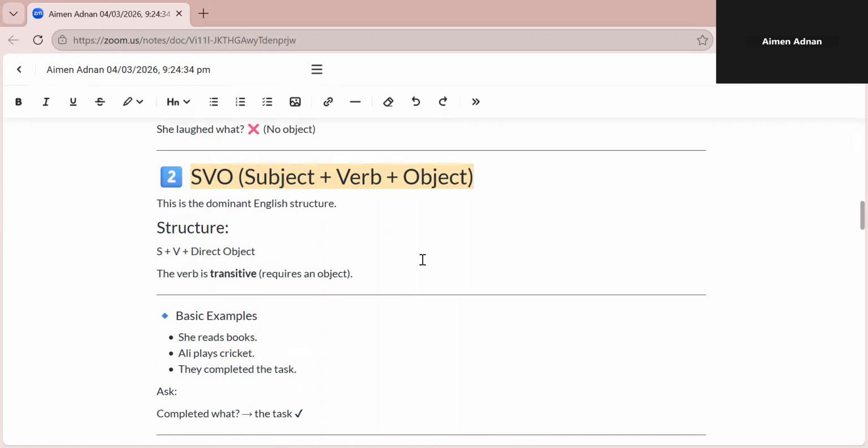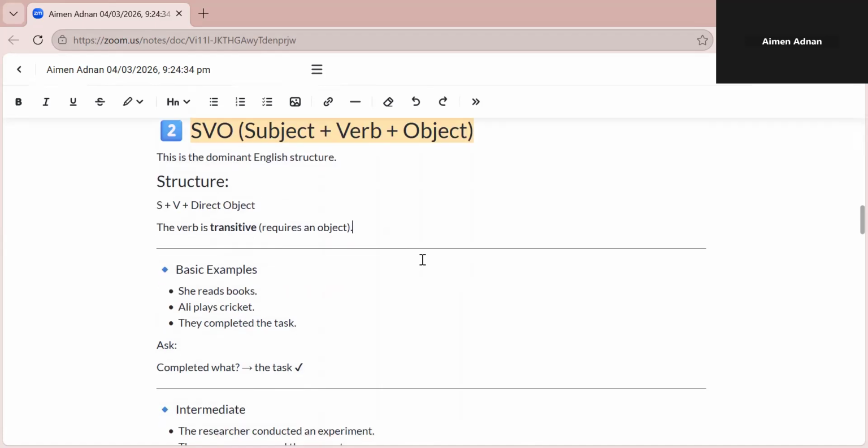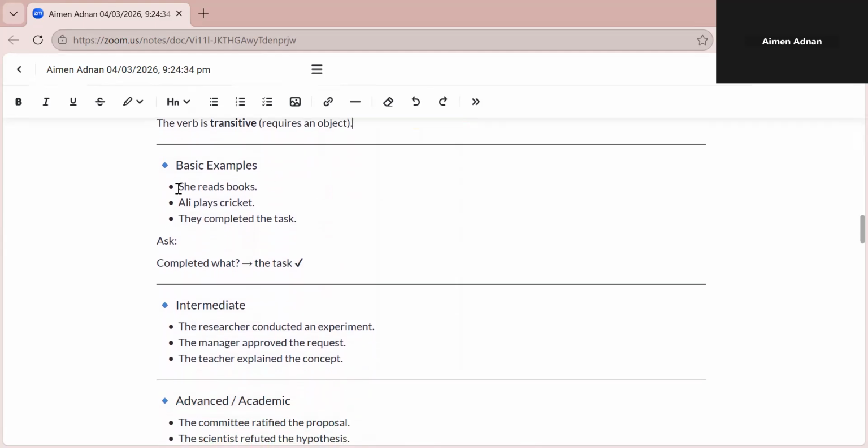So your verb will become transitive because it is requiring an object. And in the above, you did not have an object, and that is why your verb was intransitive. So here your verb will automatically shift to transitive and you are having an object in the sentence. Let's look at the basic example.